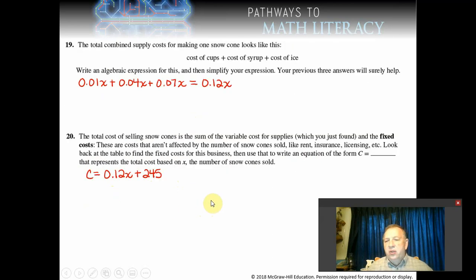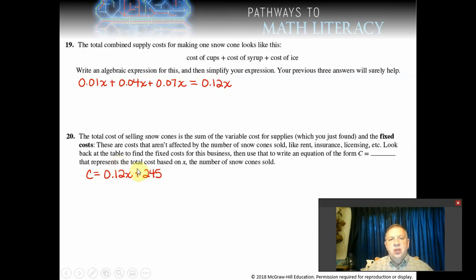If I add all of those together, these are all my costs for the cups, the syrup, and the ice. All these involve the same quantity, this X. These are just multipliers, and all I have to do is add these numbers up. To get my per unit cost, not the fixed cost, this is 0.07 plus 0.04 plus 0.01, which is 0.12.